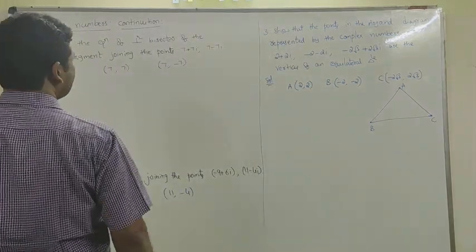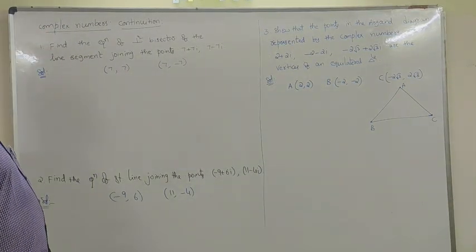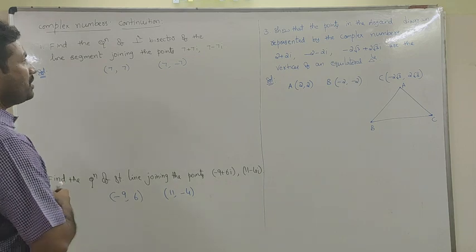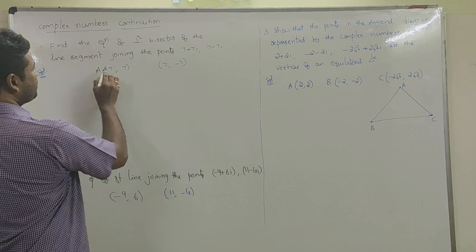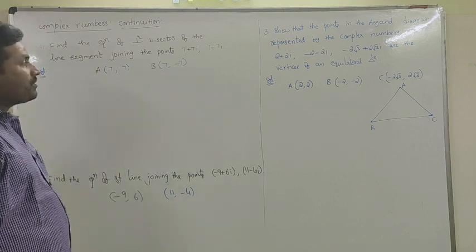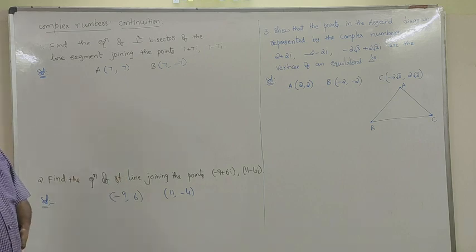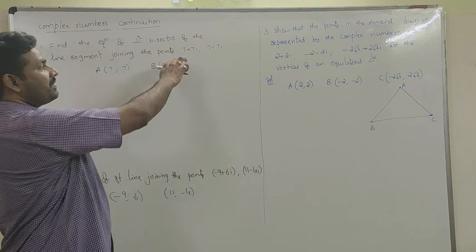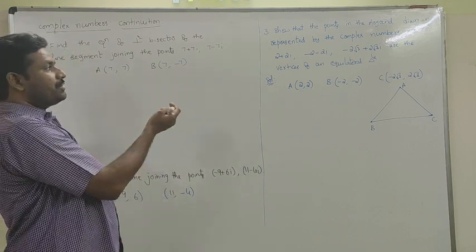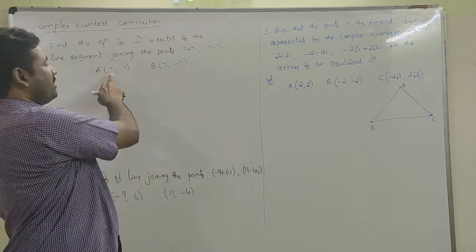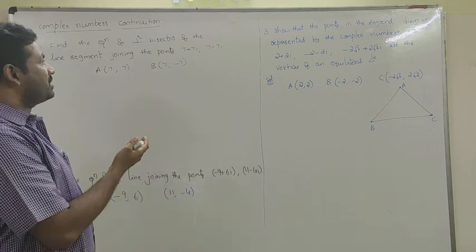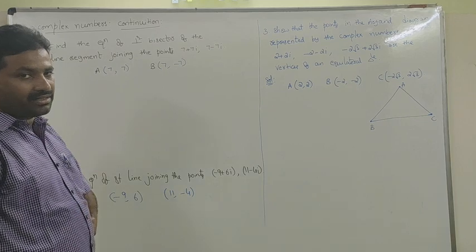See this part. Find the equation of perpendicular bisector of the line segment joining 2 points A, B. Actually, this is the problem in complex numbers. What are the points they have given? 7 plus 7i, 7 minus 7i. But we can convert this into points, A of 7 comma 7, B of 7 comma minus 7. So the problem becomes one in straight lines.